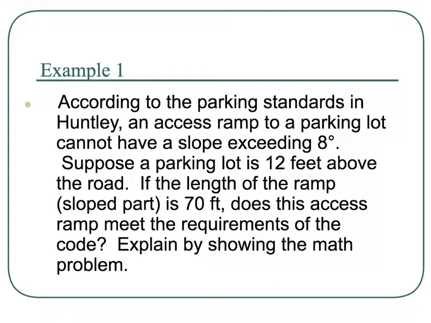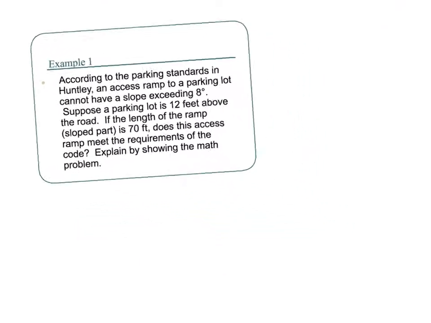According to the parking standards in Huntley, an access ramp to a parking lot cannot have a slope exceeding 8 degrees. So it's like an 8-degree pitch of that access ramp. Suppose a parking lot is 12 feet above the road. If the length of the ramp, the slope part, is 70 feet, does this access ramp meet the requirements of the code? Explain by showing the math problem. I'm going to make this a little smaller so we have room to work.